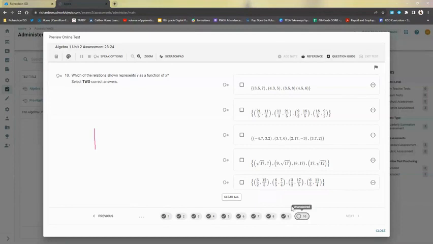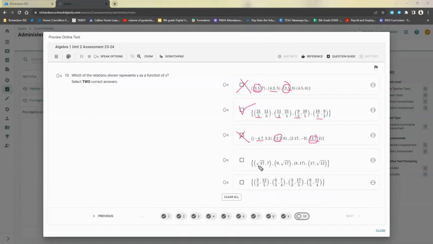And then 10. If the x value repeats, it is not a function. So we have 3.5, 4.3, 3.5, not a function, so I'm not going to click it. 21 over 5, 11 over 3, 9 over 2, 18: this one is a function, so I'm going to put a check mark by it. Negative 4.7, 3.7, and 3.7: this is not a function because the x values repeat here.